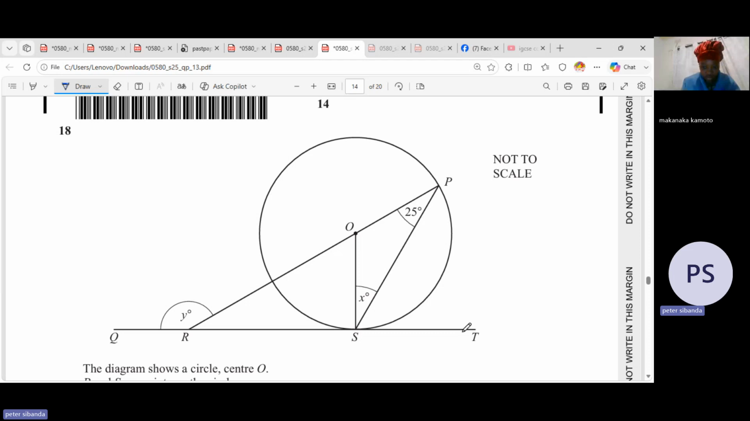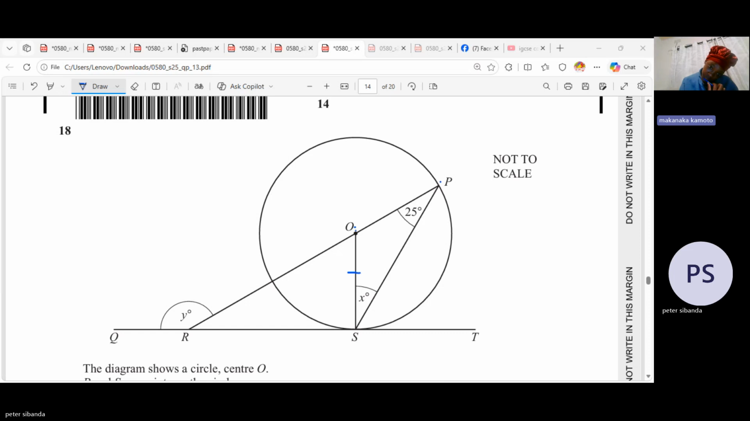have this situation here. There is a center, so those theorems with center can come in. Then we have got a tangent, so those with tangents can also come in. Okay, so OP is a what? OP is a radius. What about OS? Radius. So this and this are equal.